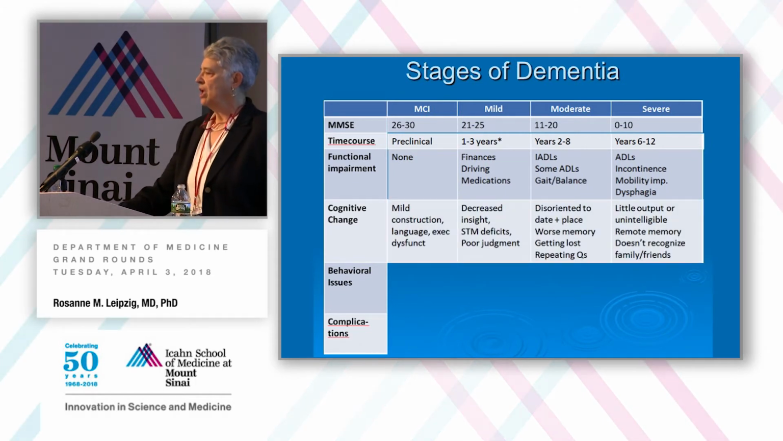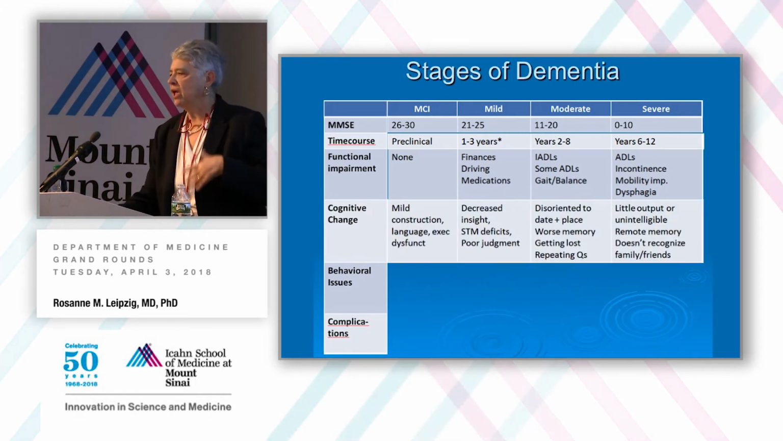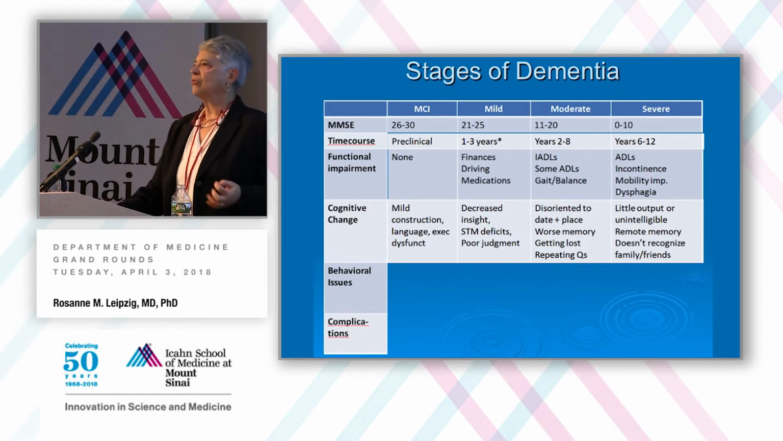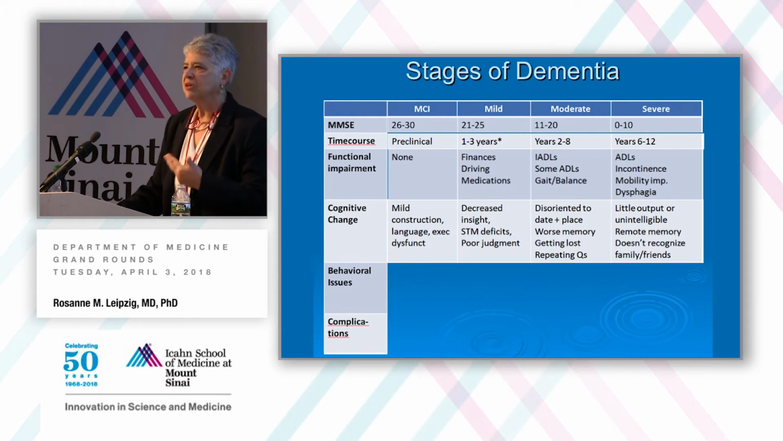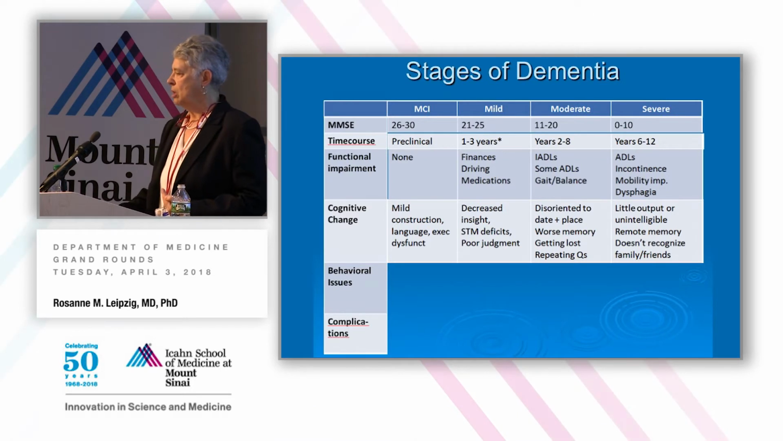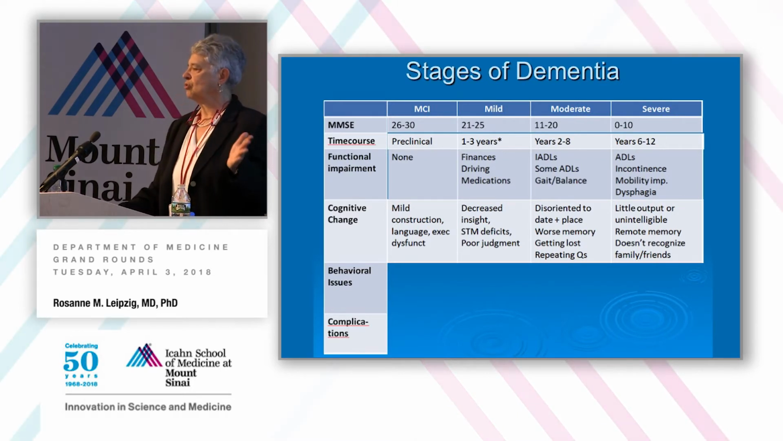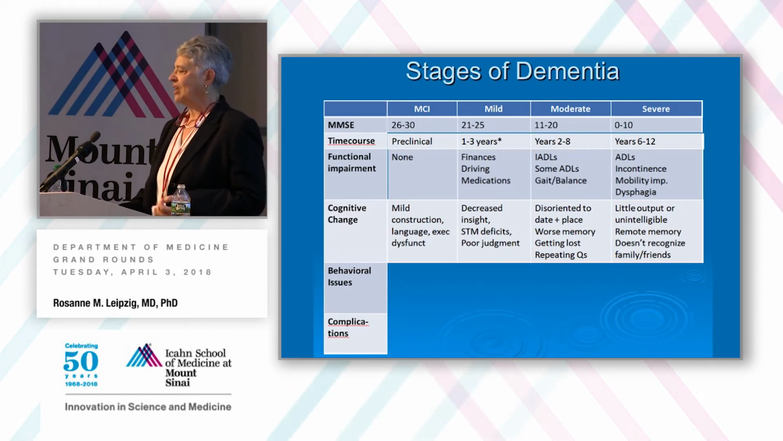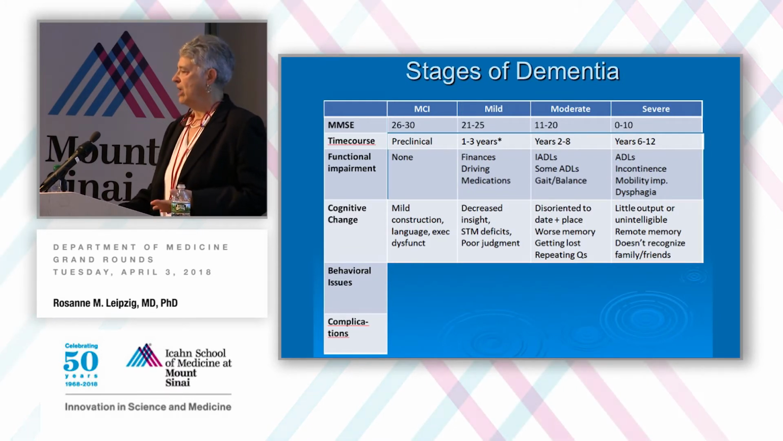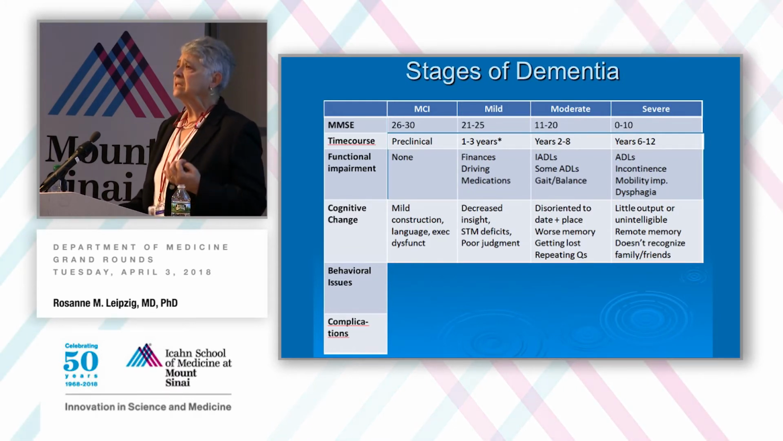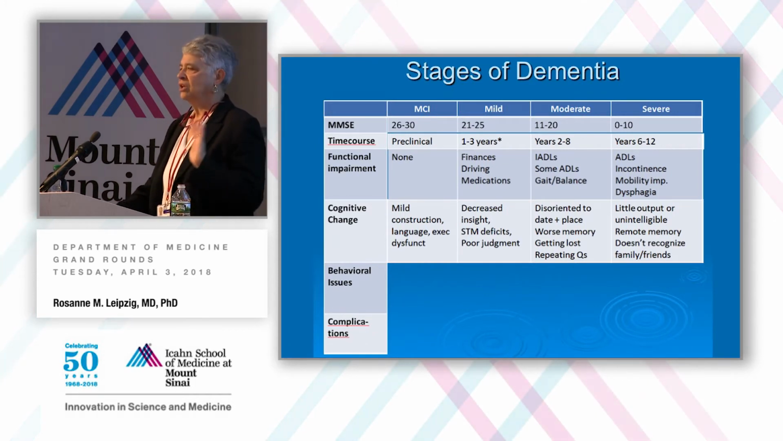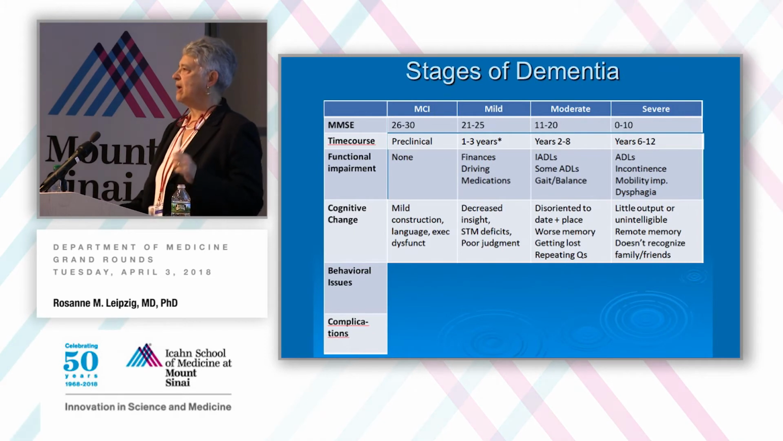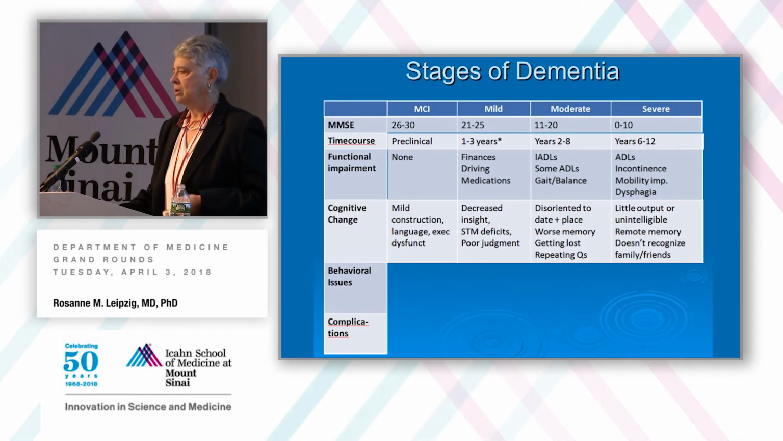Cognitive changes, mild construction, language as you start, and then people start having trouble with insight, short-term memory deficits, repeating things, and poor judgment. So that means they're at risk for being at home alone. Moderate, they become disoriented to date and place, they get lost, they repeat questions. And severe, there's little intelligible output, okay? Remote memory is gone. They don't recognize family and friends.